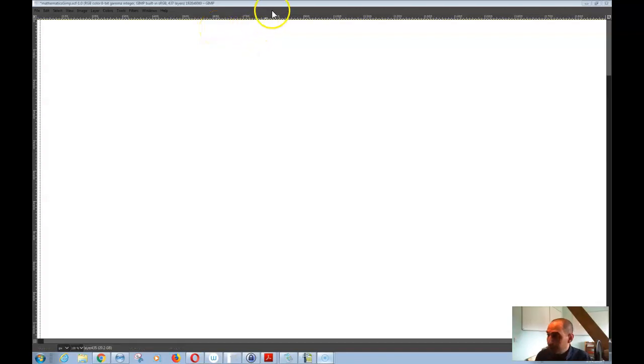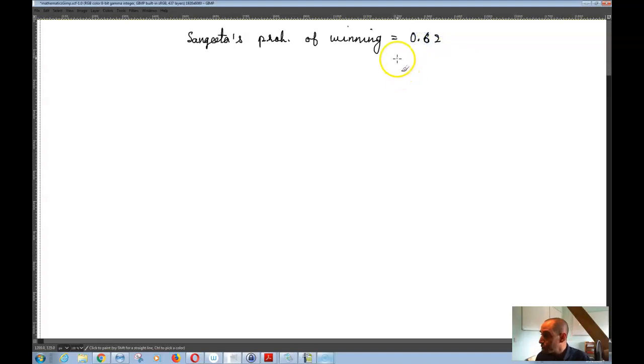So example number 5: two players, Sangeeta and Reshma, play a tennis match. It is known that the probability of Sangeeta winning the match is 0.62. So Sangeeta's probability of winning is 0.62. And so what is the probability of Reshma winning the match?